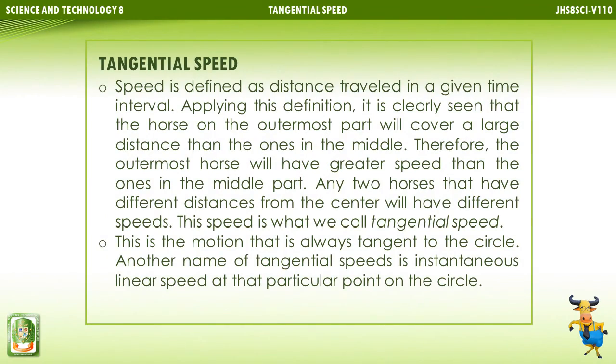Tangential speed. Speed is defined as distance traveled in a given time interval. Applying this definition, it is clearly seen that the horse on the outermost part will cover a larger distance than the ones in the middle. Therefore, the outermost horse will have greater speed than the ones in the middle part. Any two horses that have different distances from the center will have different speeds. This speed is what we call tangential speed. This is the motion that is always tangent to the circle. Another name for tangential speed is instantaneous linear speed at that particular point on the circle.